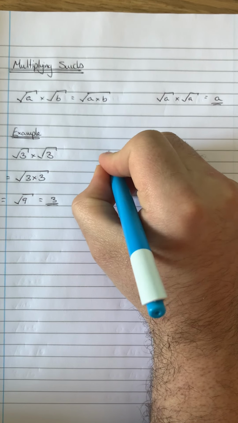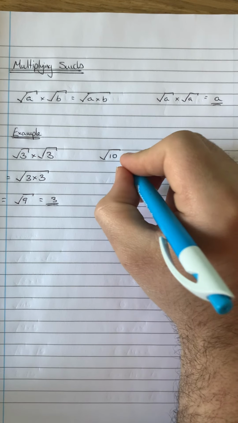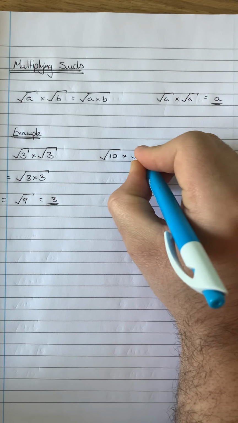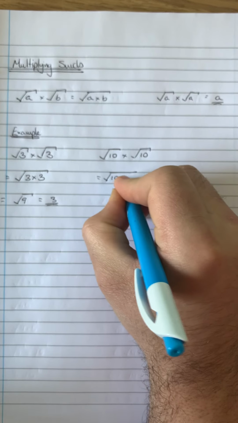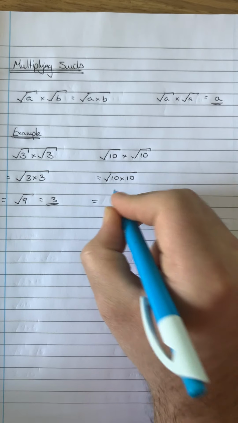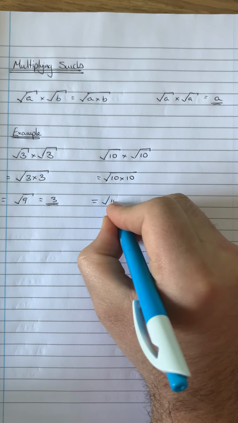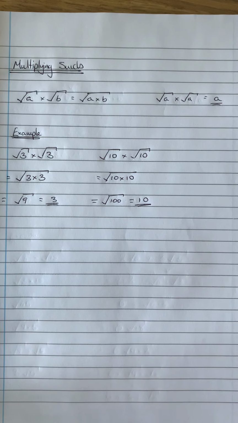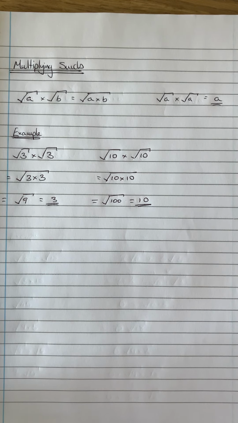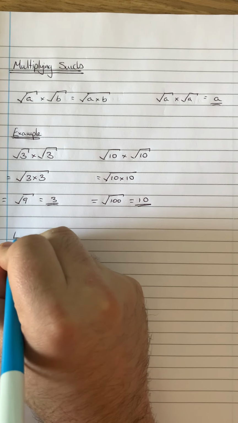So just to prove my method, let's say we have root 10 times root 10, bring them together under the same root. Root of 10 times 10 is the root of 100, which we know is 10. So that's going to come in handy later on in an upcoming video, so we'll have to keep that in mind. But what if they're different?